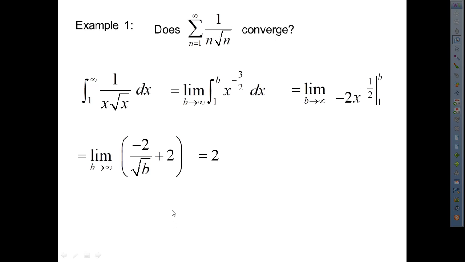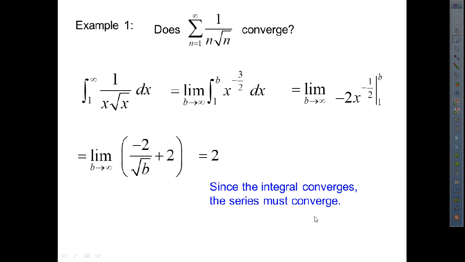Well, what does that mean? Well, that means that this integral approaches a value, which means that this thing right here, this series, is going to converge as well. Since the integral converges to the value of 2, the series must converge also, but not necessarily to 2. The integral does not find what the series approaches. It just finds whether it approaches a finite value or not.